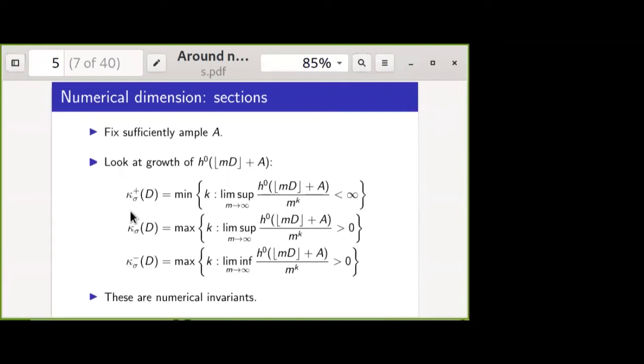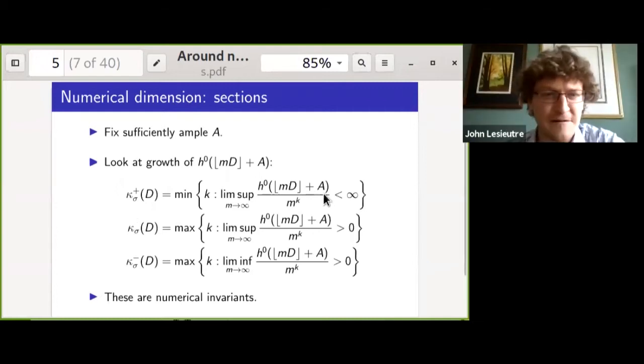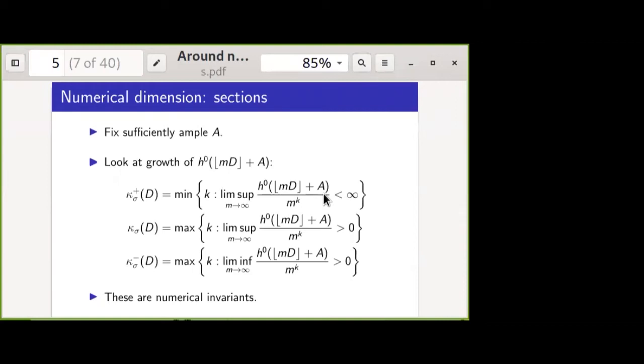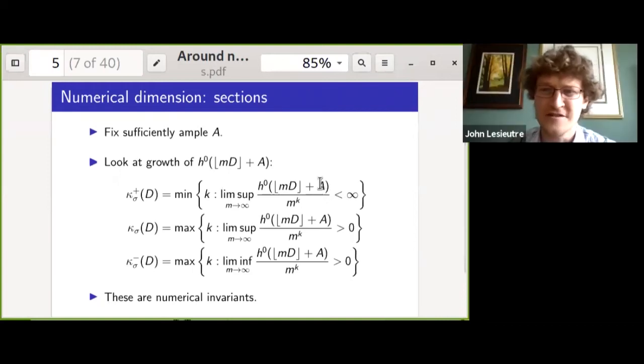Okay. Can I ask, is M again sufficiently divisible, or does it not matter here? Good point. I think it probably doesn't matter here because of the plus A, but I would have to check Nakayama's book to be sure. I think it doesn't matter in this case. Okay. So adding this ample mostly eliminates these kind of torsion issues. You could ask other questions, like, does this depend on the ample? And the answer is not really, as long as you replace it with a sufficiently large multiple to start with, you get the same answer for different amples.